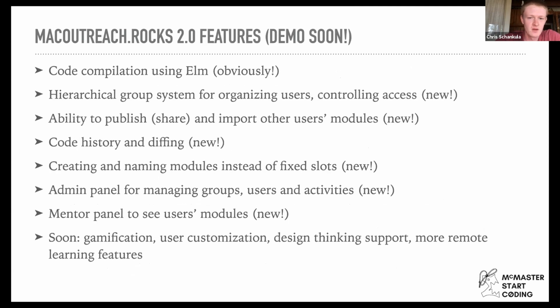Enter IHP. So here are some of the features of the new system. We obviously have code compilation using Elm. That was there from the beginning, but we have a hierarchical group system for organizing users and controlling access to different things, and allowing them to collaborate. So they can publish their code, you can call it sharing as well. And import, I'll show a demo of that, how you can create one module and import it into someone else's. There's code history and diffing, which I don't think is in the version I'm going to show you yet. It's kind of new. And of course, now they can create and name modules instead of using fixed slots.